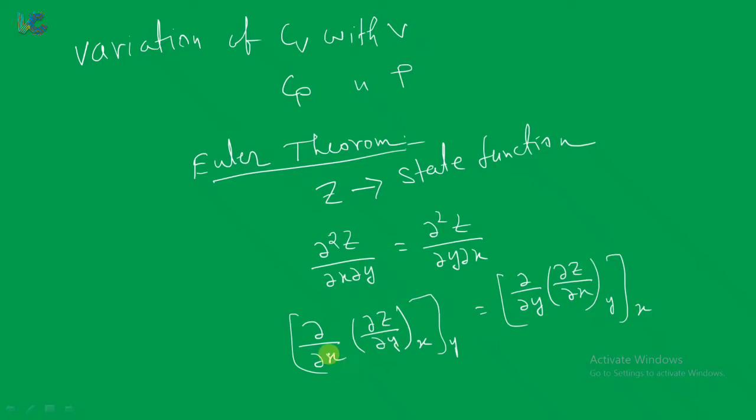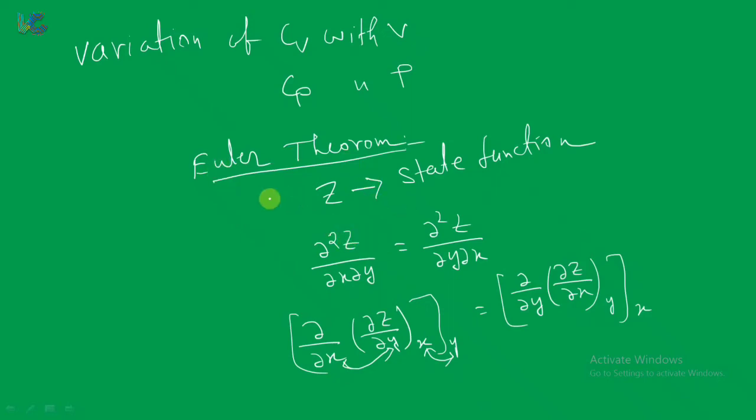That means if you interchange x and y, and also interchange the constants, then the value does not change if Z is a state function. If you differentiate Z first with respect to y and then with respect to x, or first with respect to x and then with respect to y, the value does not change, and this is only true if Z is a state function. This we can say from Euler theorem.